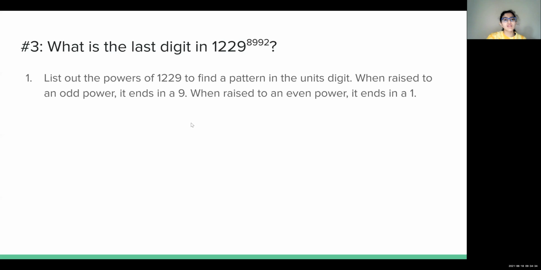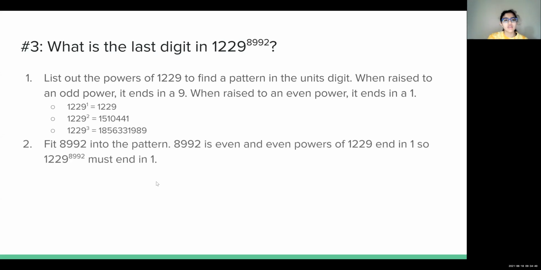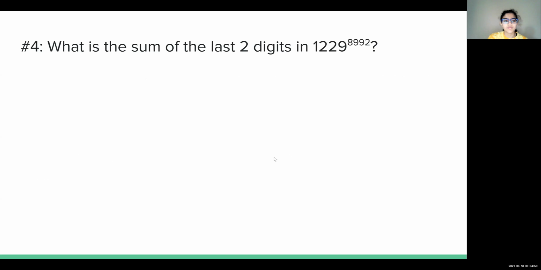So first we list out the powers of 1,229 and find a pattern in the units digit. When raised to an odd power, it ends in 9. When raised to an even power, it ends in 1. So we can see this in the pattern shown. So we fit 8,992 into the pattern. 8,992 is even, and even powers must end in 1. So the answer is 1.